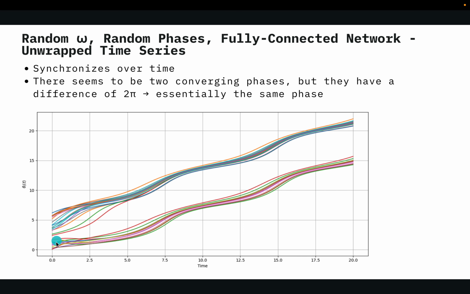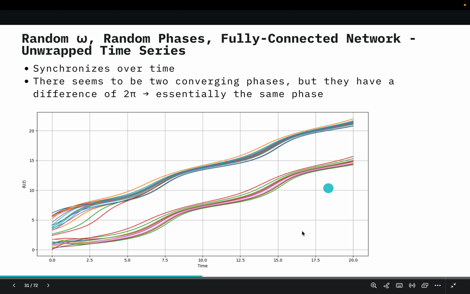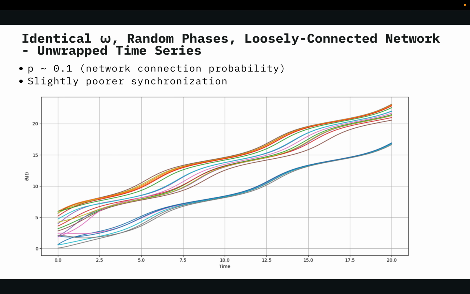So actually all the oscillators are somewhat synchronized, and they are more or less converging to the same. I mean, there is only a single band. There are not two bands. This is an illusion. Okay, we will come back to this.